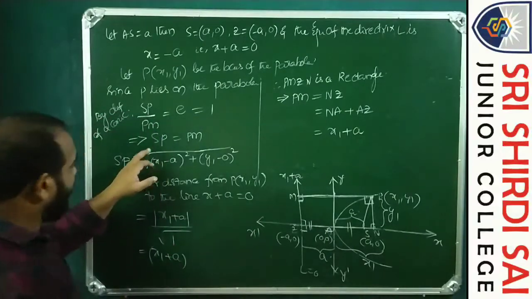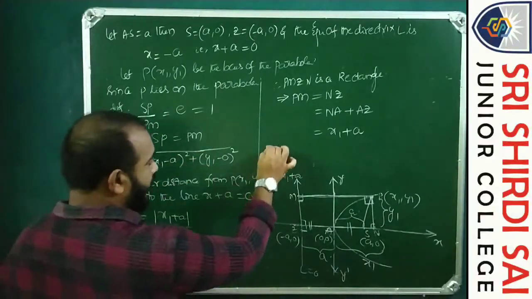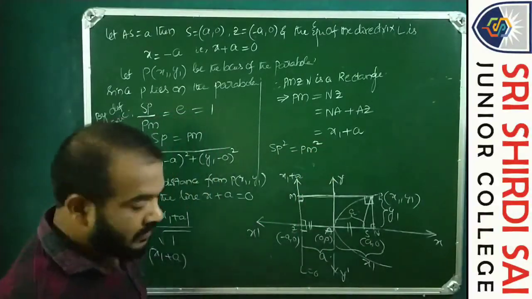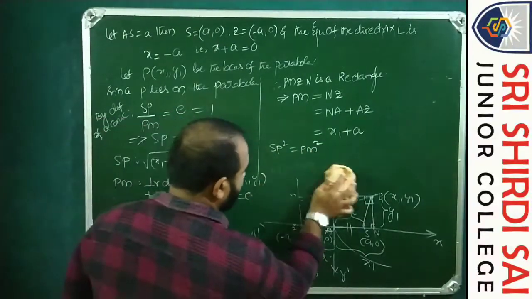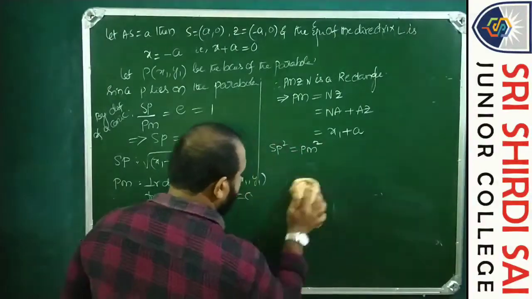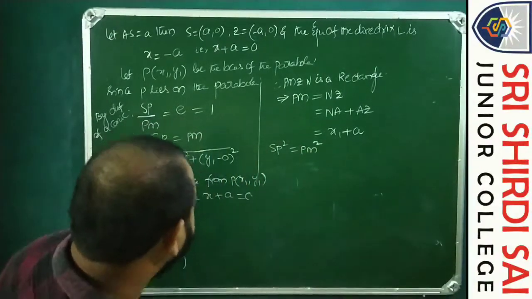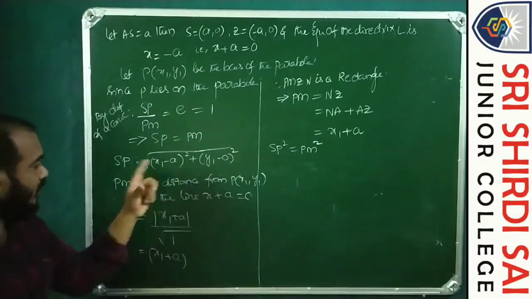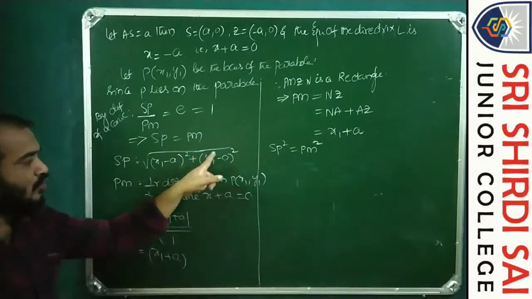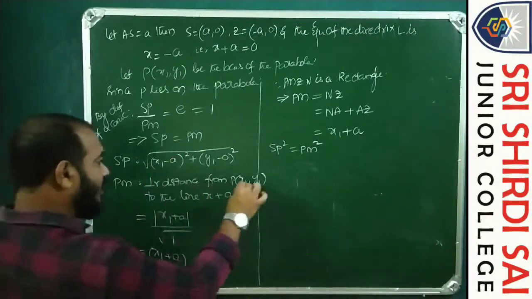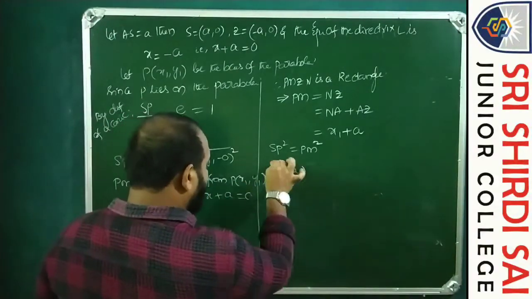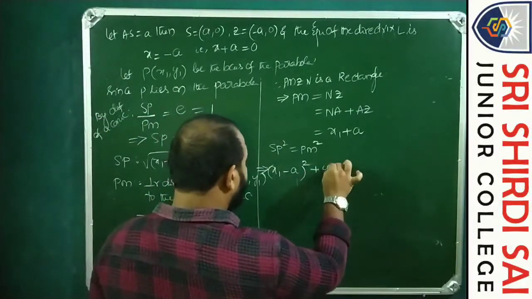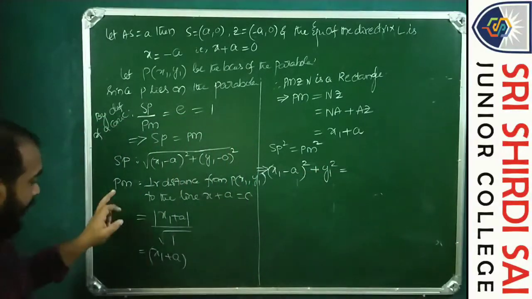Now, from this, SP is equal to PM. If you square both sides, SP square equals PM square. What is SP square here? SP is this. SP square is the square, and the root will get eliminated. Therefore, we are left with X1 minus A whole square plus Y1 square is equal to PM square.